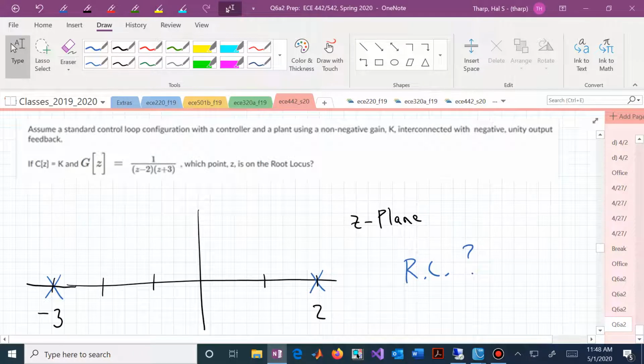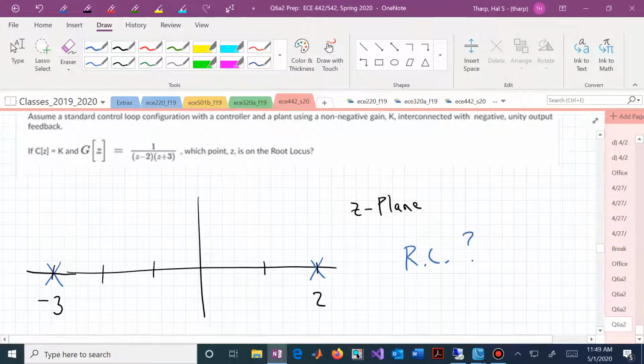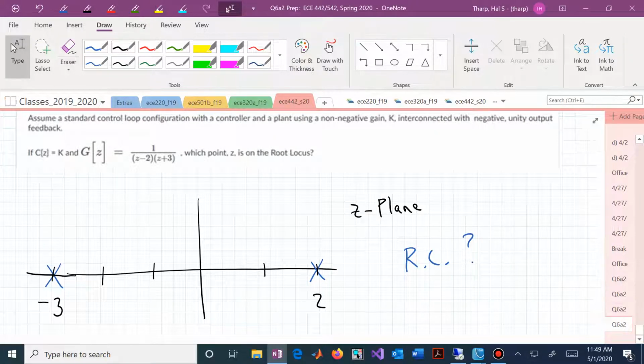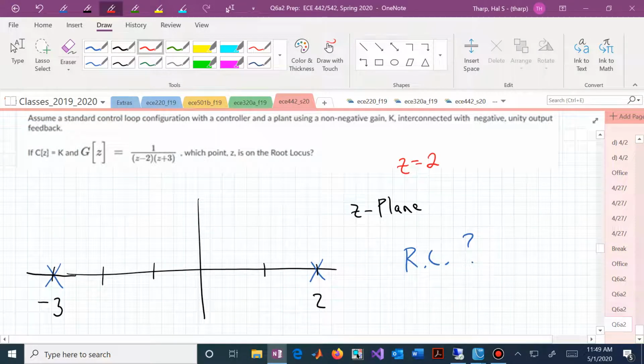Again, we have our standard configuration. Now we're asked which point z, and I probably gave you a list of points, which point z is on the root locus. Well, now you simply have to draw your root locus. Rule 1 is to sketch the poles and zeros, so remember, those are the values of z that cause those denominator factors to vanish. The first one vanishes when z is equal to 2, and the second one vanishes when z is equal to minus 3. Don't get those mixed up. So we have a pole at minus 3 and a pole at 2.